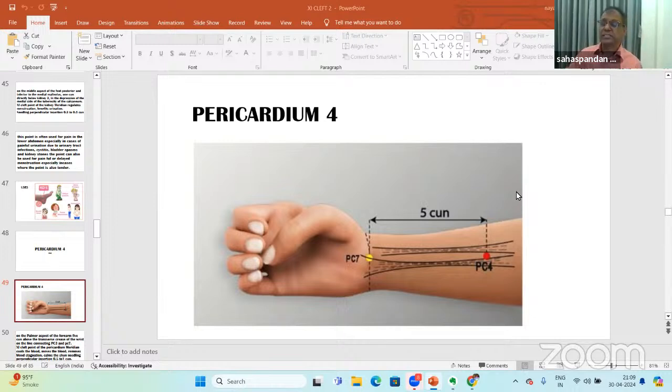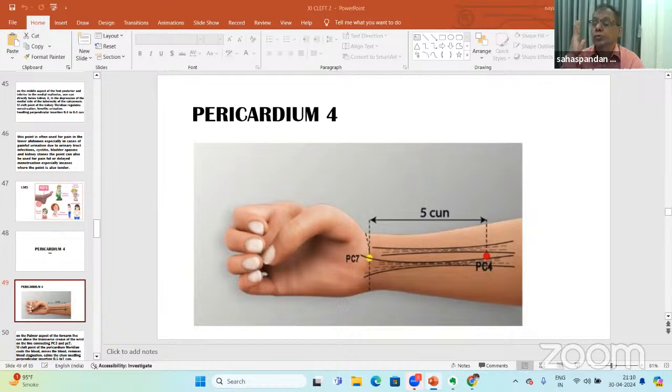Perpendicular insertion, half cun to 1 cun. This point is needled half cun to 1 cun. Okay. This is a very useful point.